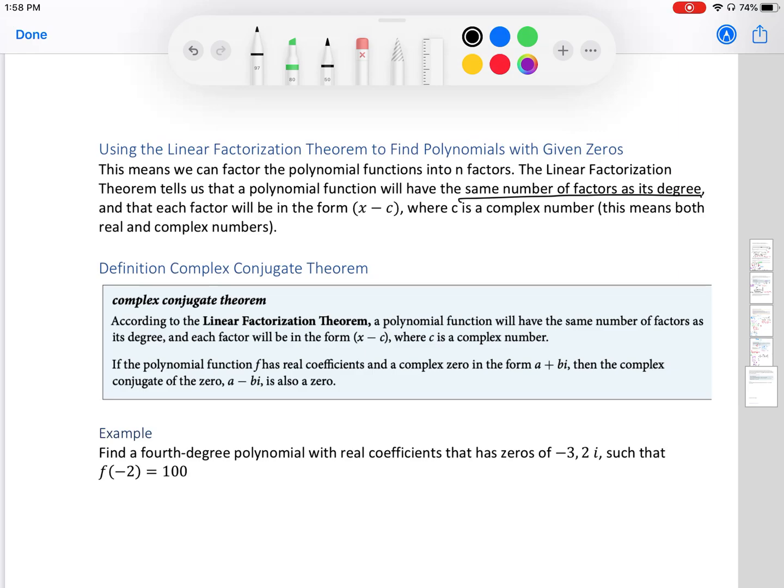Definition of the complex conjugate theorem. According to the linear factorization theorem, a polynomial function will have the same number of factors as its degree, and each factor will be in the form of x minus c, where c is a complex number. If the polynomial function f has real coefficients and a complex zero in the form of a plus bi, then the complex conjugate of that zero, a minus bi, is also a zero.